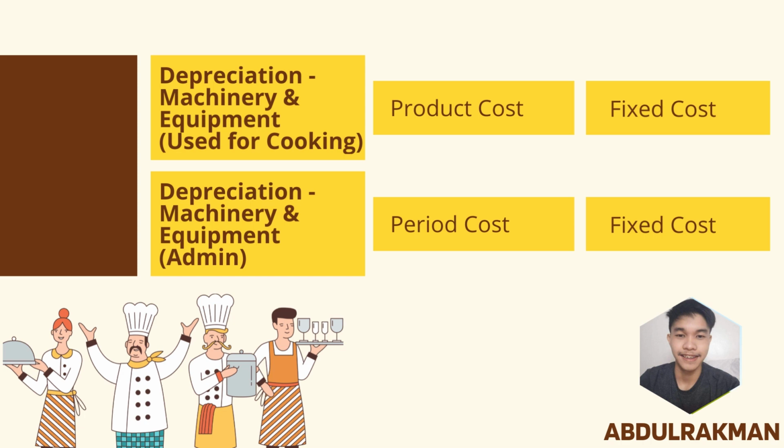Next will be the depreciation of machinery and equipment used by admin. The depreciation of assets not directly related to the production process is considered to be a period cost. This means that they are not related to the cost of one product or inventory cost of a business. Depreciation of machinery and equipment used by admin is also a fixed cost in nature, just like the depreciation of assets used for cooking. Again, since depreciation occurs at the same rate every period throughout the duration of an asset's useful life.